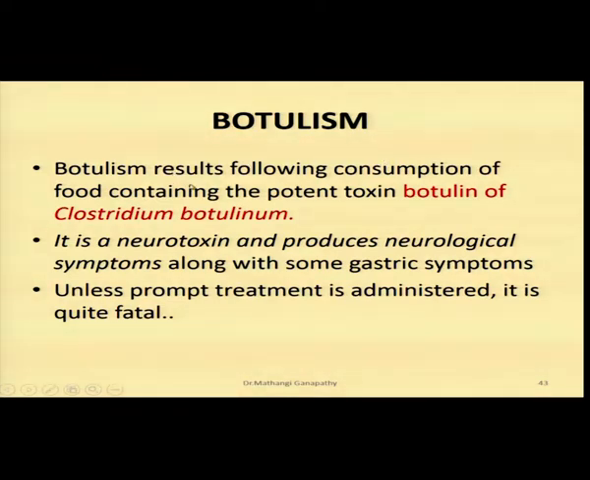Botulism. The disease botulism is caused by consumption of food containing the potent toxin botulinum of Clostridium botulinum. This botulin is a neurotoxin and it produces neurological symptoms along with some gastric symptoms. Unless prompt treatment is administered, it is fatal. Like snake venom, which causes paralysis, the botulinum toxin is also neurotoxic. It causes rapid paralysis of all the muscles, causing rapid death.